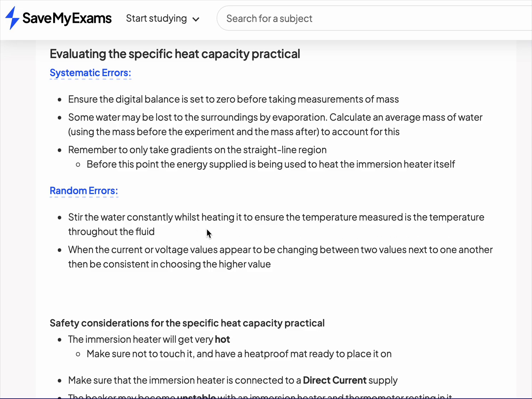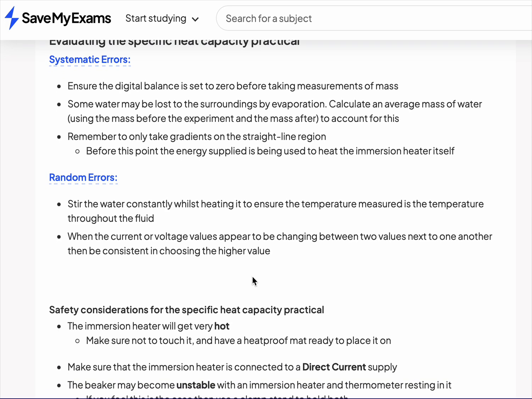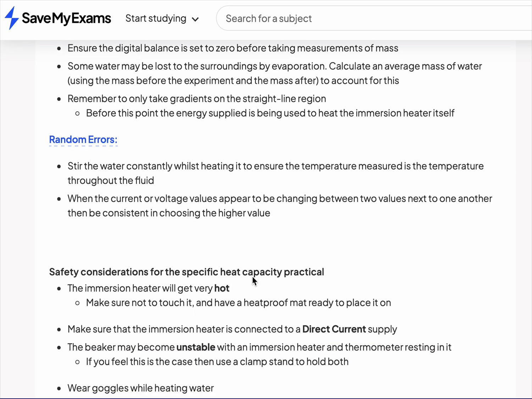If you don't stir it, then it could be either too high or too low, depending on where you've placed the thermometer, how close it is to the heater. And then it says when the current or voltage values appear to be changing between two values next to one another, this could lead to inconsistent results. So you need to choose the higher value, it suggests, as a way of ensuring you're doing it systematically.